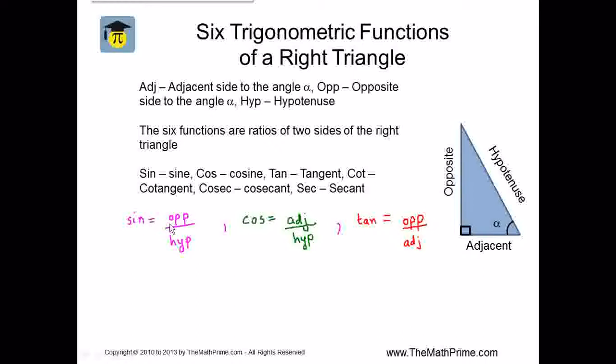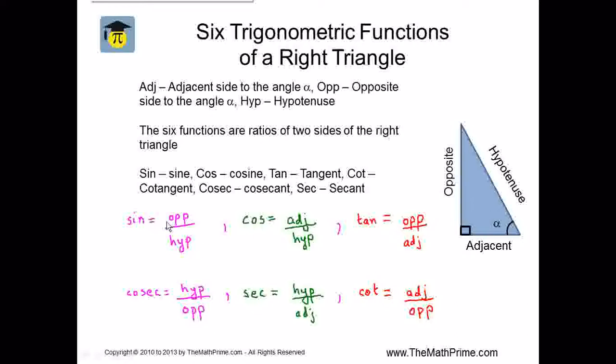The sine is the opposite divided by the hypotenuse. Cosine is the adjacent divided by the hypotenuse. Tangent is the opposite divided by the adjacent. Cosecant is the hypotenuse divided by opposite. Secant is hypotenuse divided by adjacent. And cotangent is adjacent divided by opposite.